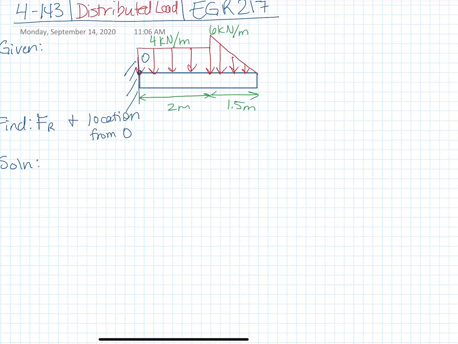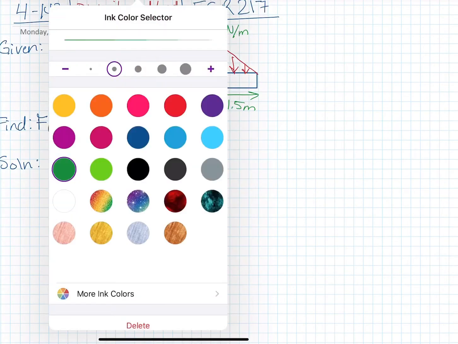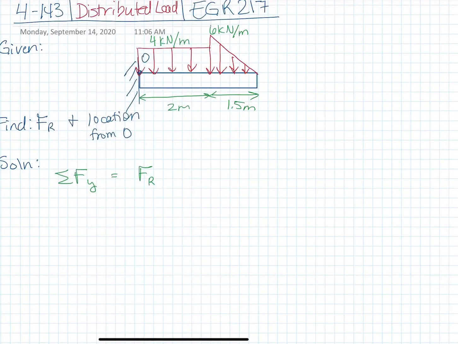So the sum of the forces in the y direction is going to equal that resultant force. Let's make down as positive. It doesn't really matter, but they're all pointed down, so we'll make down positive. So the sum of the forces in the y direction: we have that 4 kilonewtons per meter distributed over 2 meters.